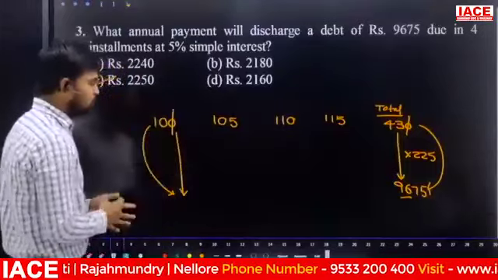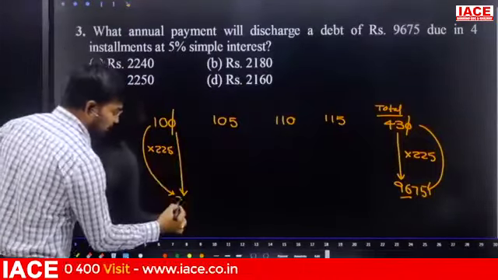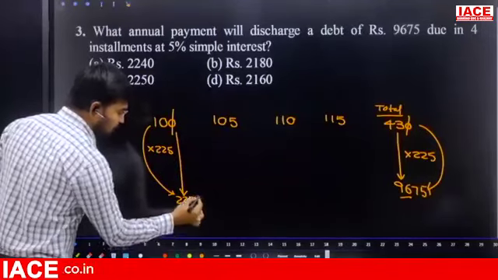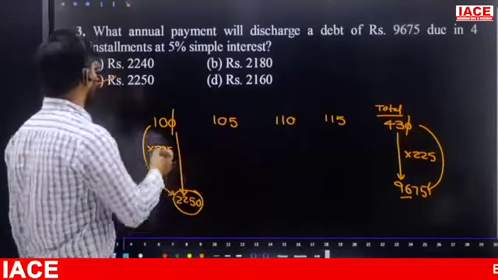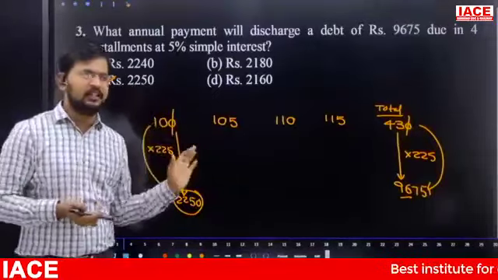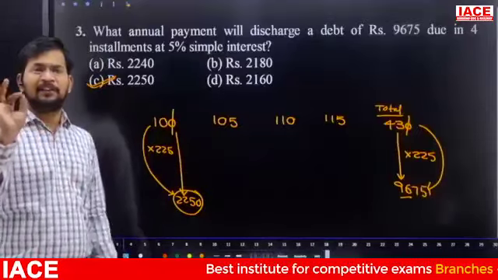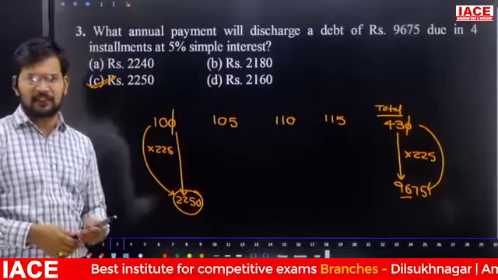So exactly it goes 225 times. 225 times of 10. So 225 of 10 is nothing but 2250. So your answer is 2250. Option C is the right answer. It's a very easy way of attacking if you follow this method. I already explained simple interest installment cases in the previous class. All of you clear?